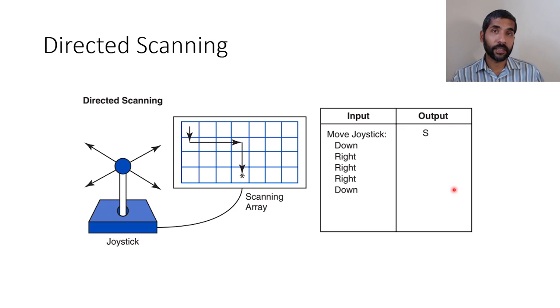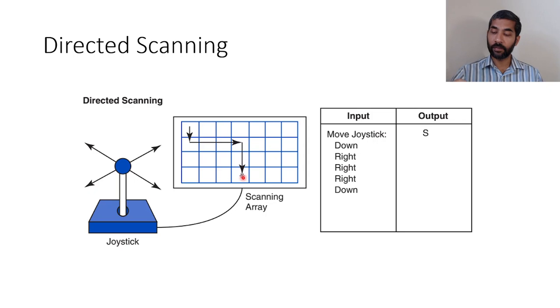Okay, what other methods can you use? We just talked about joysticks. You know what a joystick is, right? You can use the joystick to have directed scanning and then select a particular item. So, for example, if you want to select this item, using the joystick you can move down and then this way and then this way, and you can reach this place.